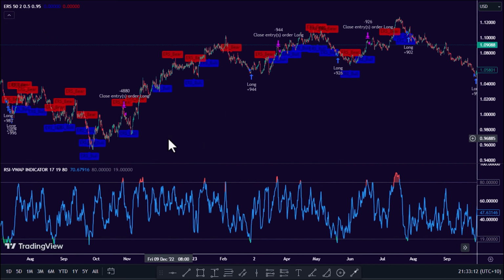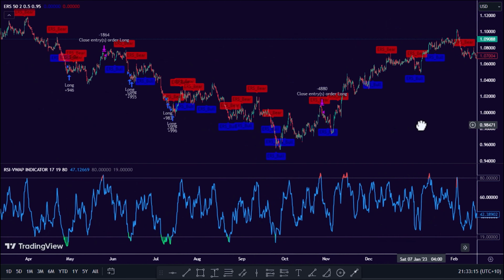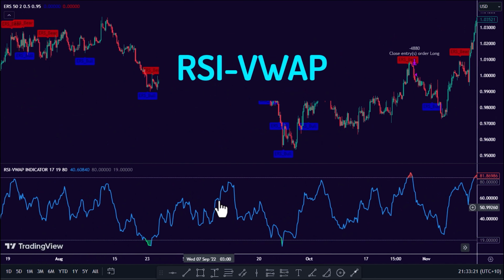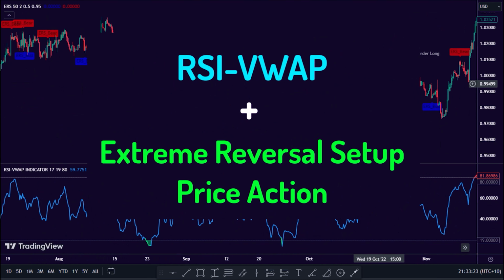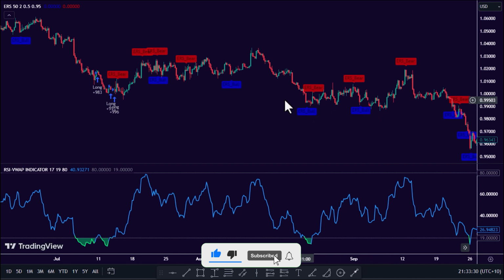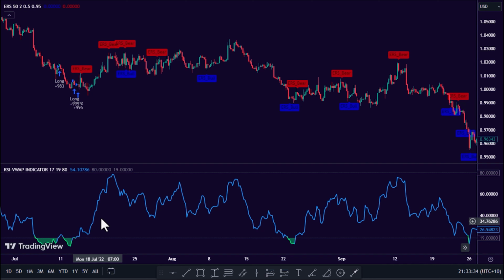Welcome, traders, to another in-depth exploration of a powerful trading strategy. In this guide, we'll be delving into the RSI VWAP indicator plus extreme reversal setup price action trading strategy. By the end of this comprehensive discussion, you'll be equipped with the knowledge to navigate the markets with confidence and precision.